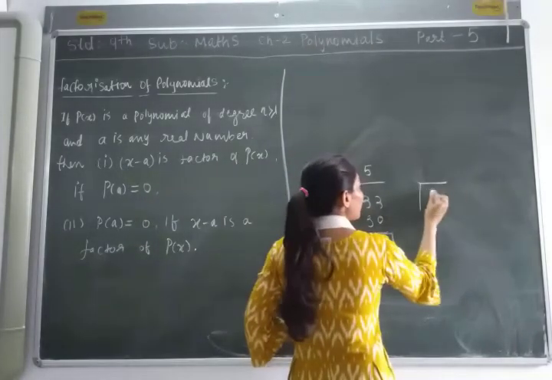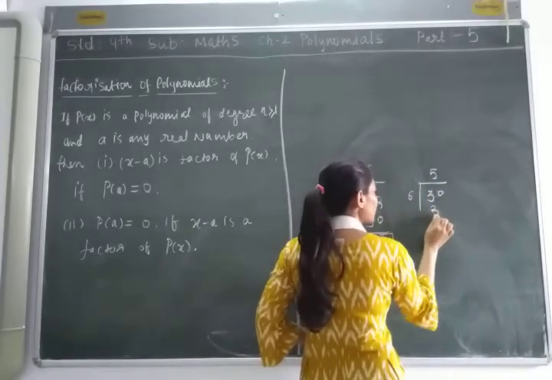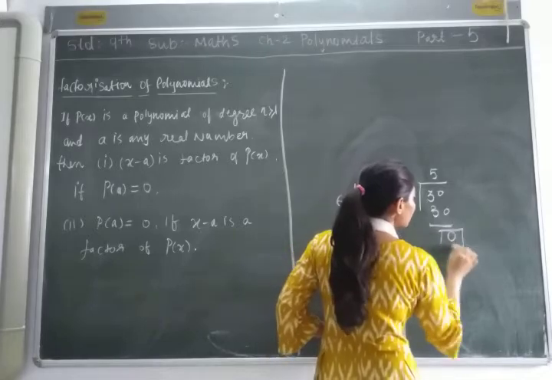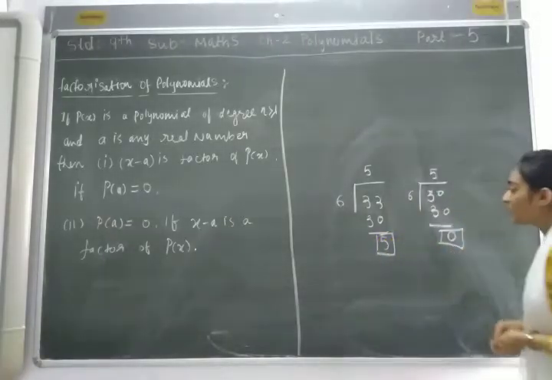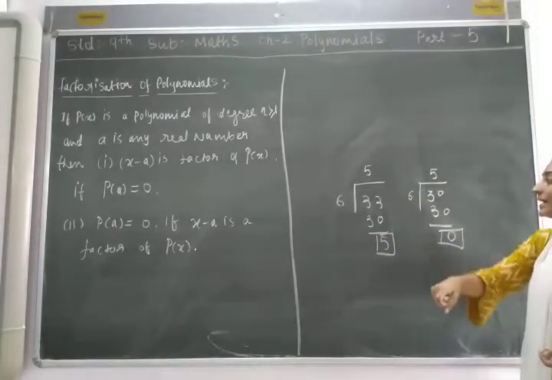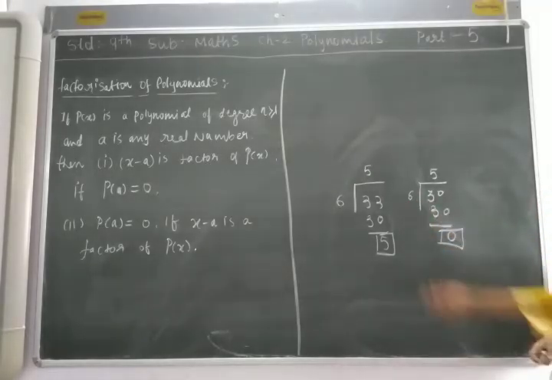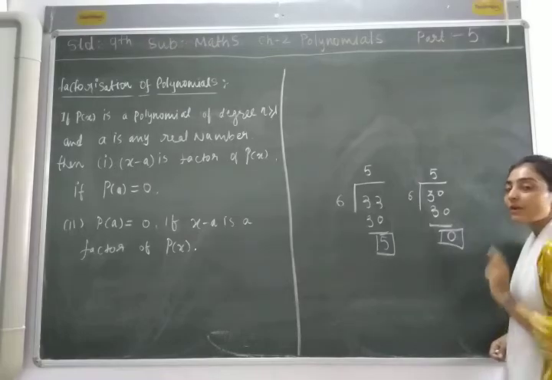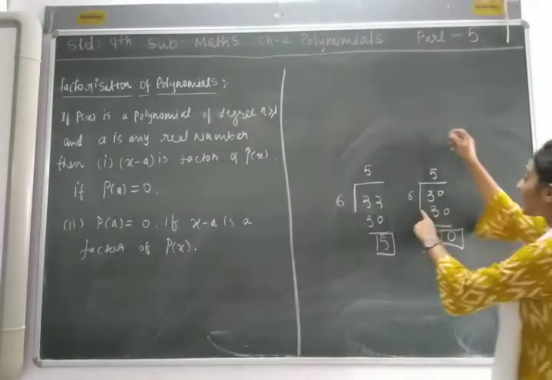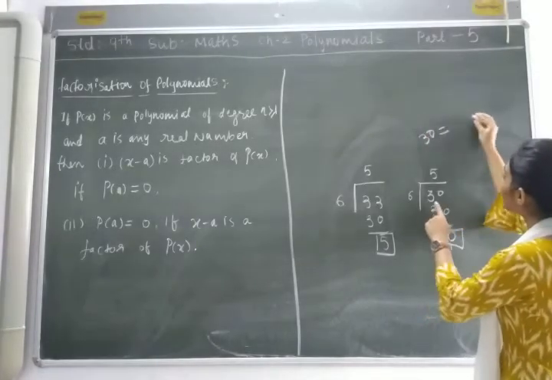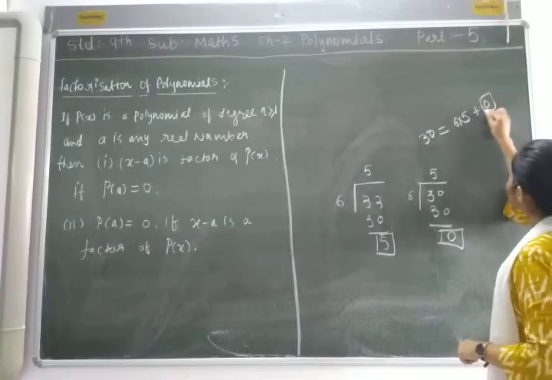Now, if I take 30 and divide it by 6, I am getting 5 and remainder 0. It means when I get remainder 0, this number completely divides my dividend. So we can say that 6 is a factor of 30. We can write this as 30 equals 6 into 5 plus remainder 0.